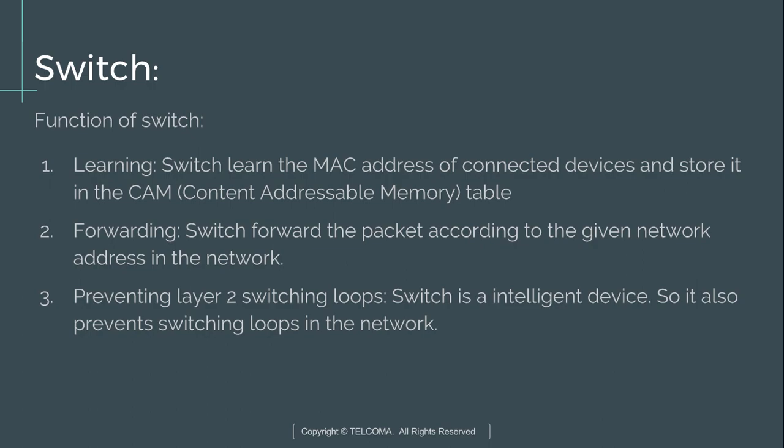The next function is forwarding. A switch forwards the packet in a network according to the address given in the packet, the address of source and destination. The next is preventing layer 2 switching loops. This is an important function of the switch. As it is an intelligent device, it prevents switching loops in a network. If any loop occurs in the network, it discards the switching loop from the network. It also prevents broadcast storms in the network. So these are the three functions of the switch.